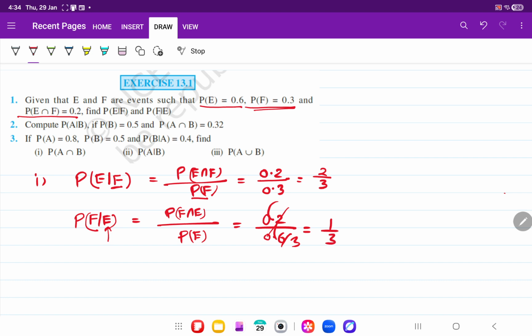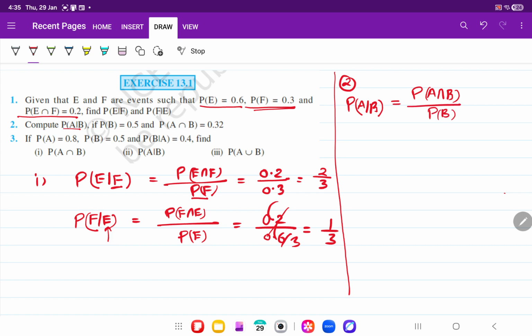Second, we will see you have to find P(A|B) where P(B) is given and A intersection B is given. So this second question is pretty straightforward. They are asking the probability of A when B has happened. So the formula is P(A intersection B) by P(B). This is the formula we use, correct? So always remember that the condition that has happened always comes down. This you have to remember.